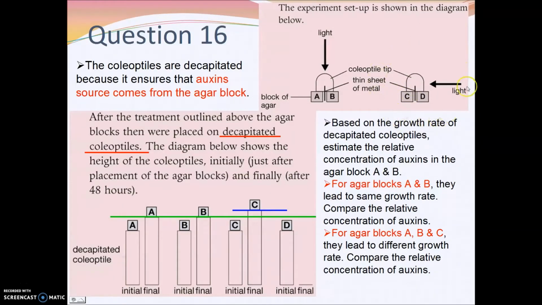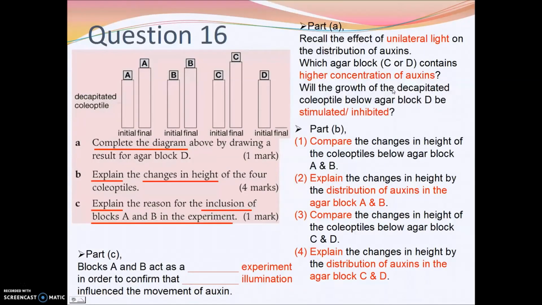So that means in this case, I want you to really think about it, the uneven distribution of the auxin under the unilateral illumination. Okay, and for the questions, for part A, we need to draw the diagram of the agar block D. Remember to show the comparison for me, but not only draw this part, because you need to complete the diagram.